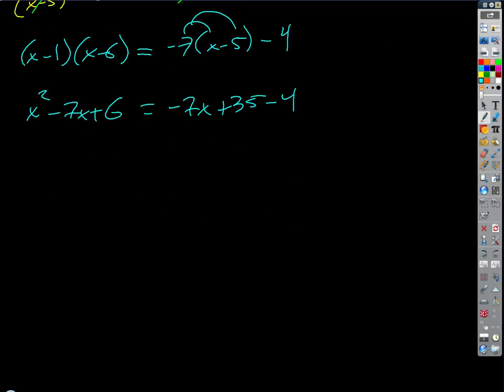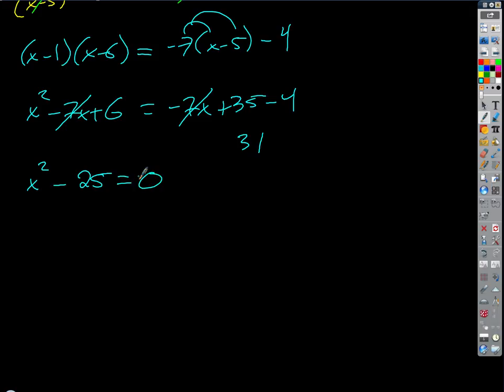So now I'll just push everything over, keep the x squared positive, so I'll add 7x to both sides. Well, look, those cancel, right? And then I get 6 here. 35 minus 4 is, what is that, 31, right? So if I subtract 31 from both sides, I get x squared minus 25 equals 0.